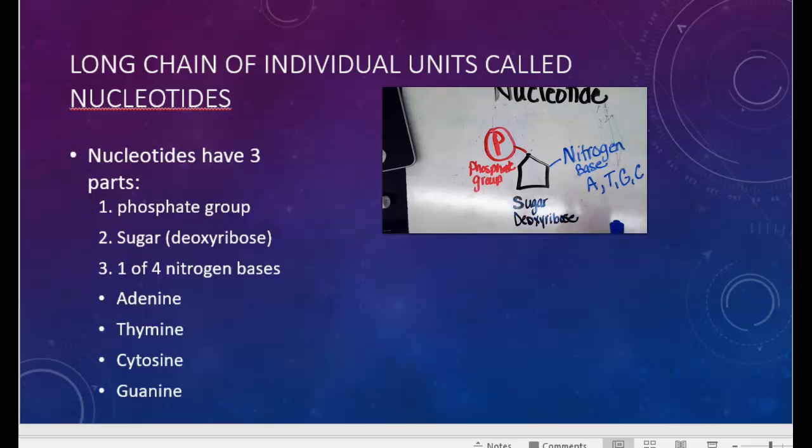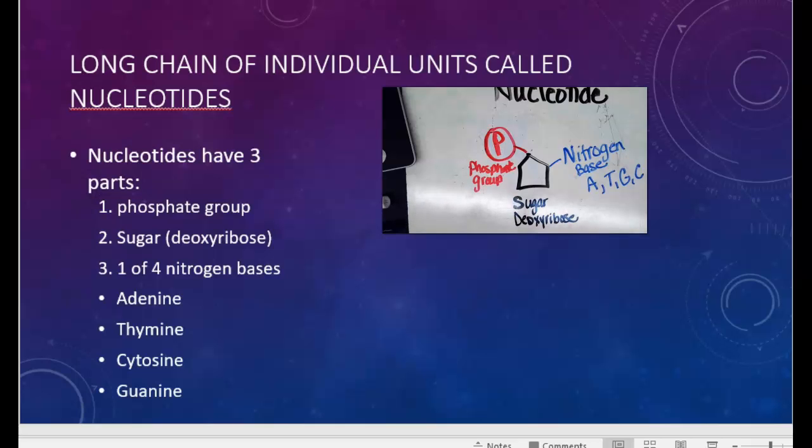And there are 4 possible nitrogen bases. It could be an adenine, which we write as an A. It can be a thymine, which we write as a T. It can be a cytosine, which we write as a C, or it can be a guanine, which we write as a G.